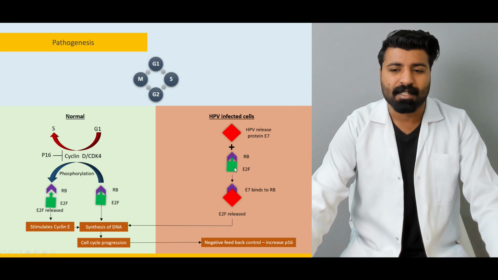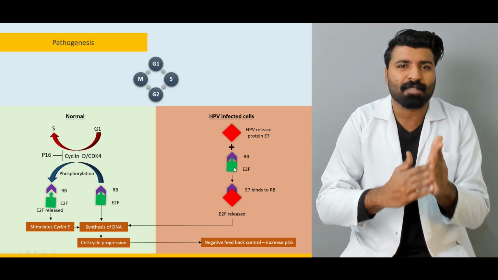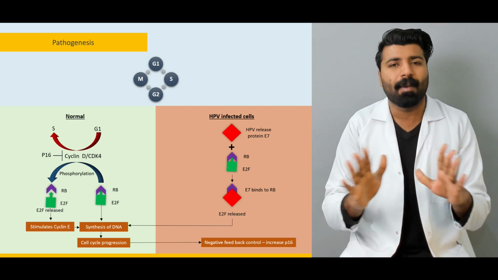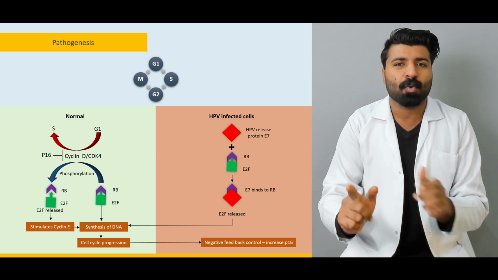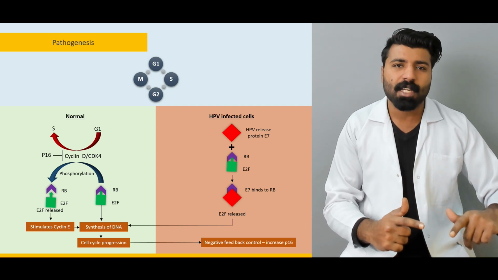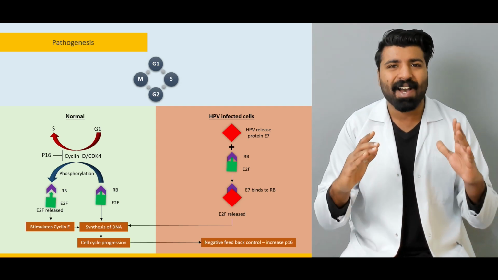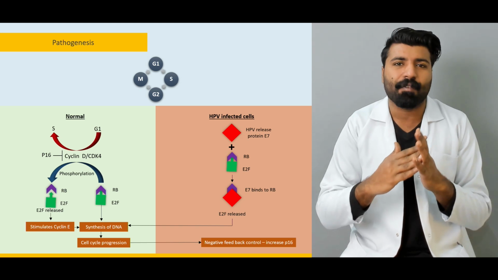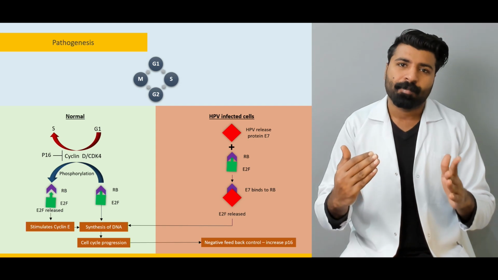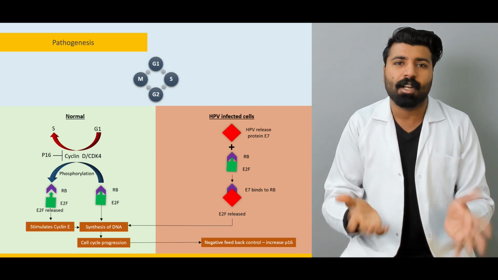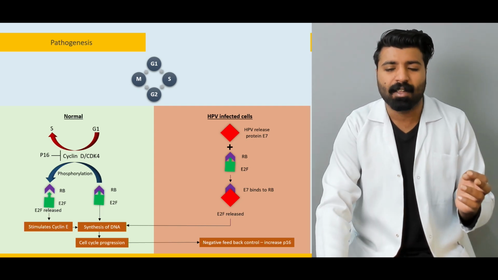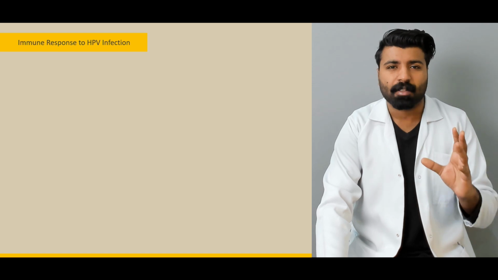So E2F is released. This bond was very important, and it had the significance that whenever E2F is released, it means the cell is normal, the cell is going on fine, and that E2F can go on and lead to synthesis of DNA and the cell cycle can progress, right? So what this virus did is that E7 bound to retinoblastoma, and it gave off E2F. Now that the bond is broken, E2F goes on and increases the synthesis of DNA. That will lead to progression of the cell cycle, and that will lead to negative feedback.